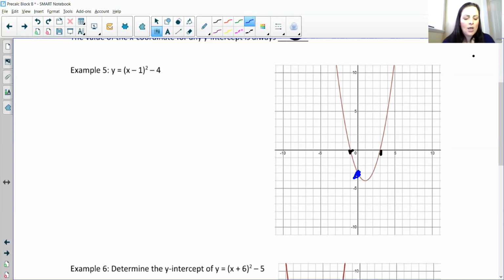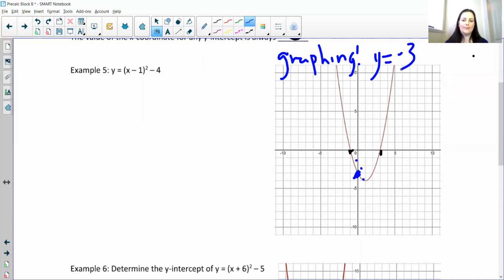All right, so by graphing on this one, we can tell from the graph, we can count down 1, 2, 3. Oh, by graphing, I can tell the answer that y is equal to -3. That is the y-intercept. I can read it off the graph. Lovely.